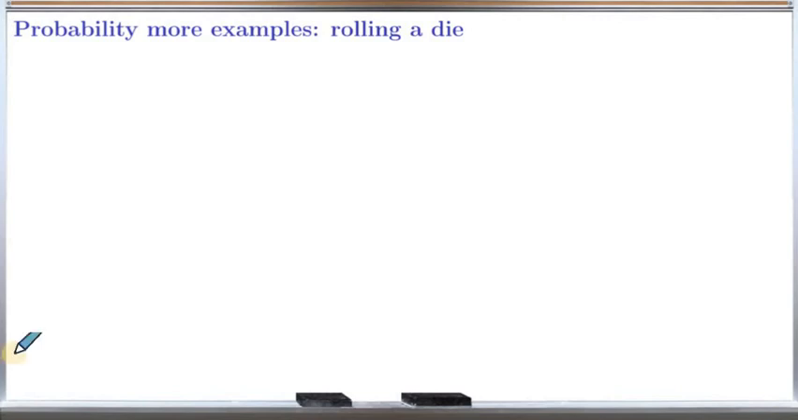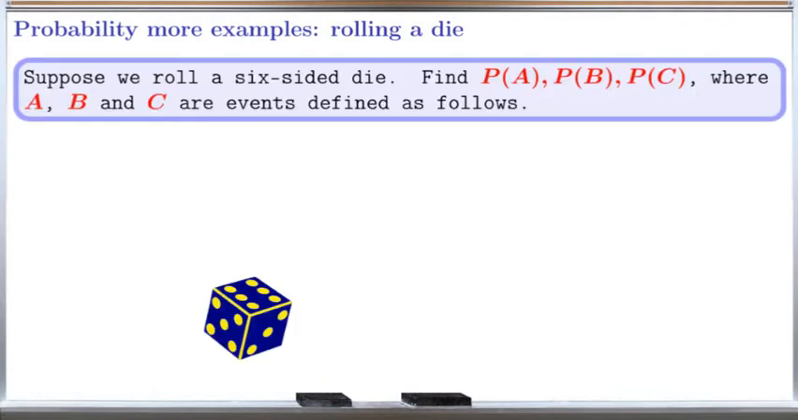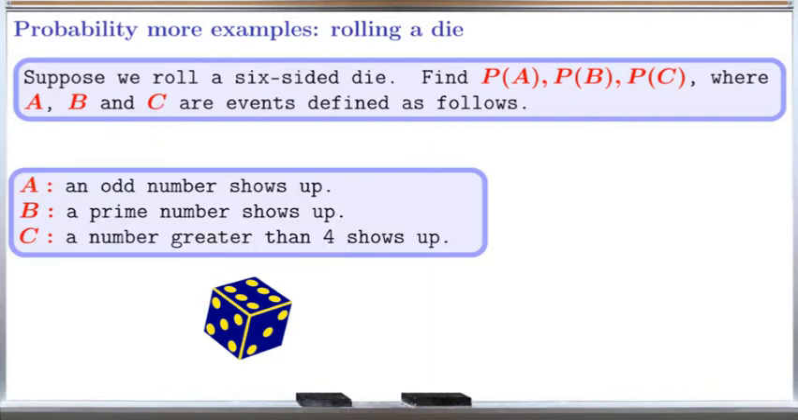Here I'm going to show more examples of probability. So let's look at this example. We roll a 6-sided die, find probability of A, probability of B, probability of C, where A, B, and C are events defined as follows. Event A is an odd number shows up, event B is a prime number shows up, and event C is a number greater than 4 shows up.